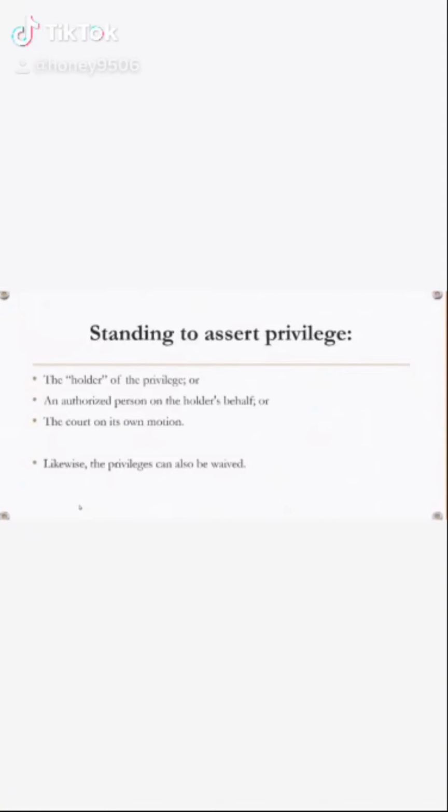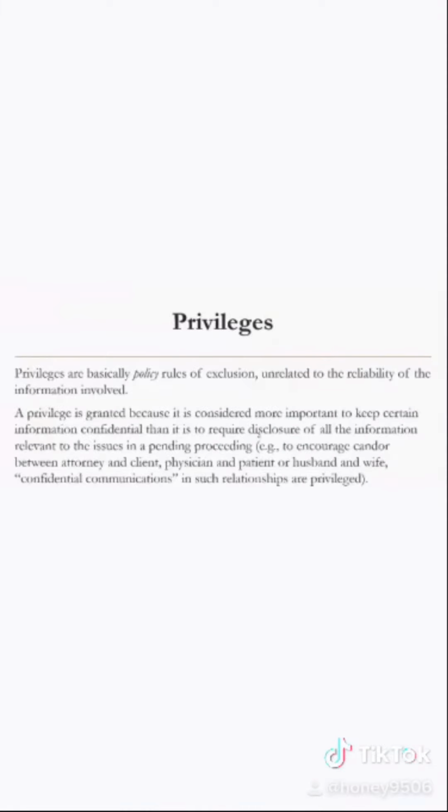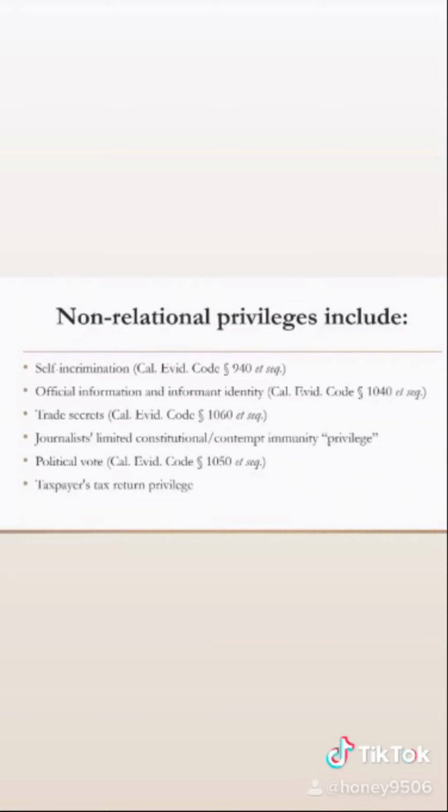Standing to assert privilege: the holder of the privilege or an authorized person on the holder's behalf. Nature and purpose of evidentiary privilege. Privileges are basically policy rules of exclusion. Confidential relation privileges include, non-relation privileges include. In this video, I'll be talking about the purpose of the privilege, breaking the privilege, and also the elements of the privilege. First of all, I'll be talking about the purpose of the privilege.